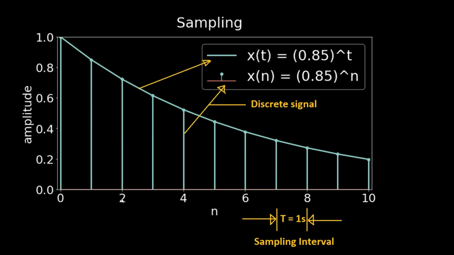Now we can compare the two. The original analog signal was 0.85 raised to the power of t, and the discrete signal is 0.85 raised to the power of n. The discrete signal takes values only at integer points such as 0, 1, 2, 3, and so on.